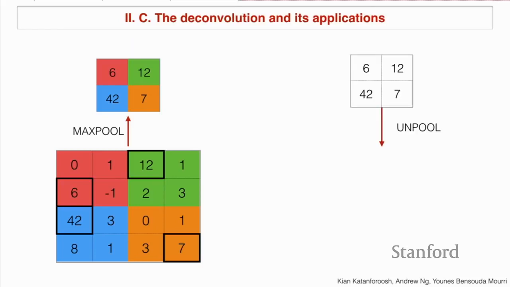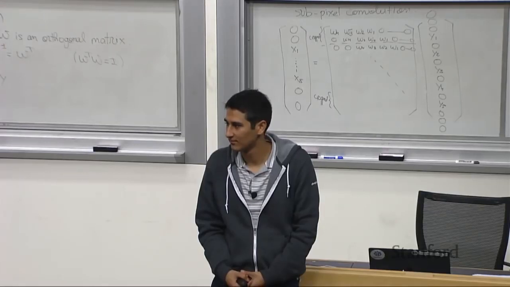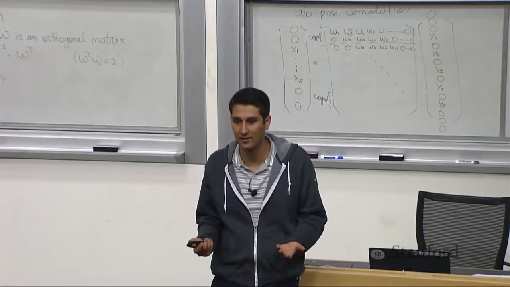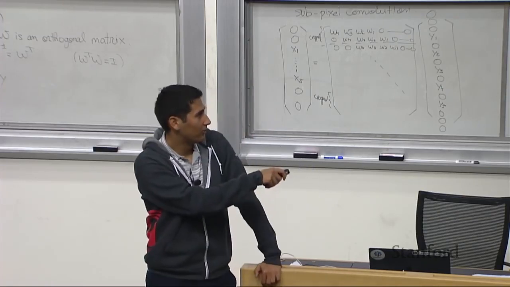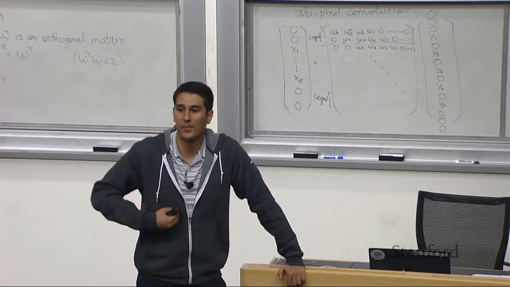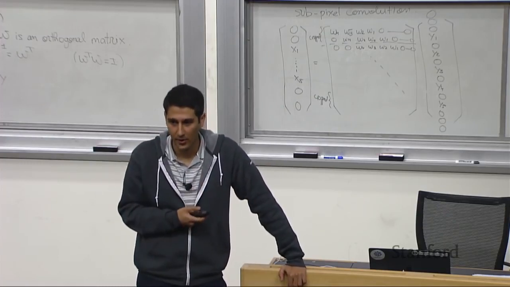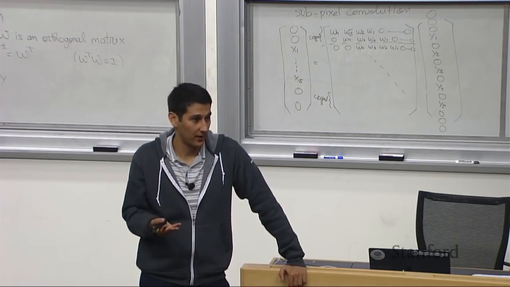Now, question. I give you back the output, and I tell you, give me the input. Can you give me the input or no? No. Why? Because you only keep the maximum. So you lost all the other numbers. I don't know anymore the 0, 1, and -1 that were the red numbers here because they didn't pass through the max pool. So max pool is not invertible from a mathematical perspective.